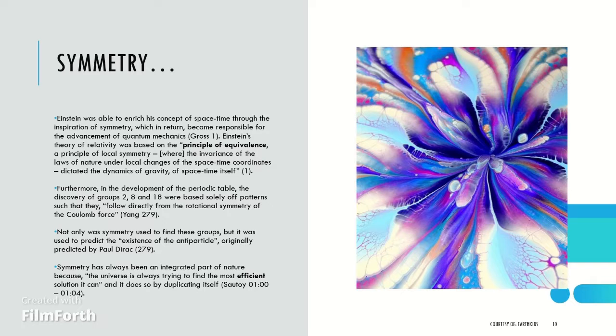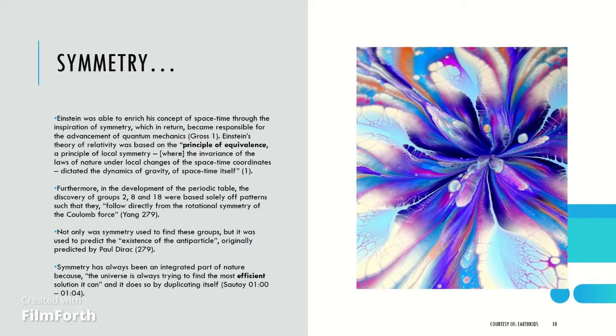Einstein was able to enrich his concept of spacetime through the inspiration of symmetry, which in turn became responsible for the advancement of quantum mechanics. Einstein's theory of relativity was based on the principle of equivalence. Furthermore, in the development of the periodic table, the discovery of groups 2, 8, and 18 were based solely off patterns such that they followed directly from the rotational symmetry of the Coulomb force.